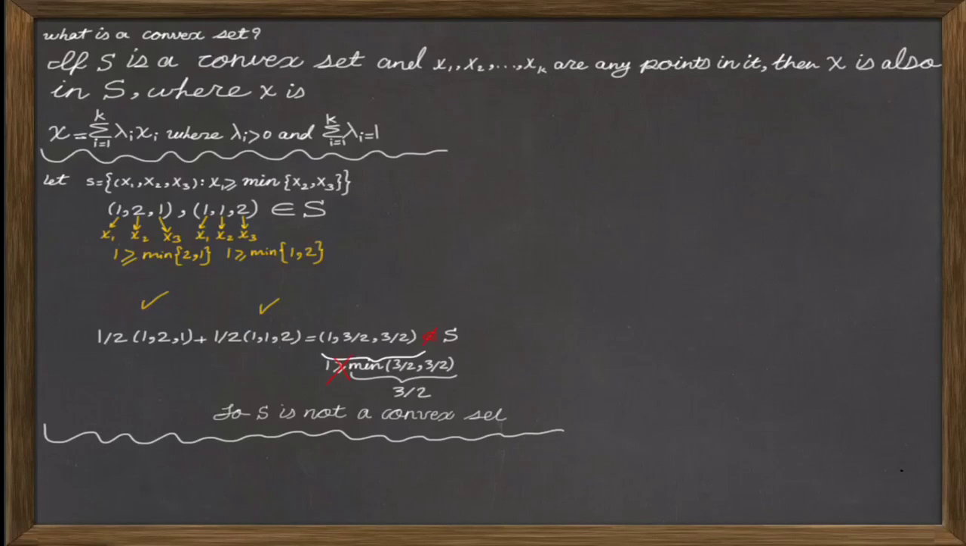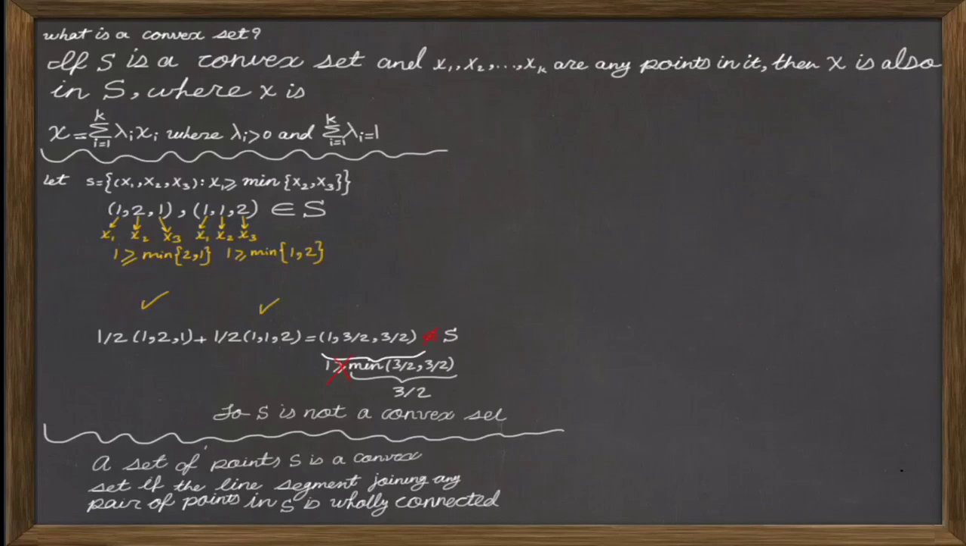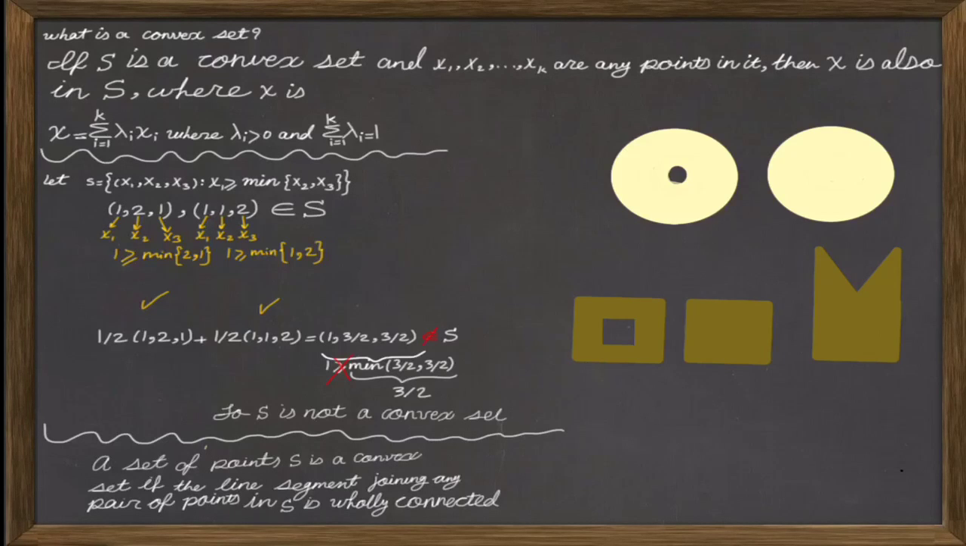There is another definition which is more intuitive and visual for defining a convex set. According to this definition, a set of points S is a convex set if the line segment joining any pair of points in S is wholly contained in S. What is the meaning of this definition visually? So look at this example. If I connect any two points in any of these figures and the line totally falls within this space, then the space is considered a convex space. Otherwise, the space is not a convex set.